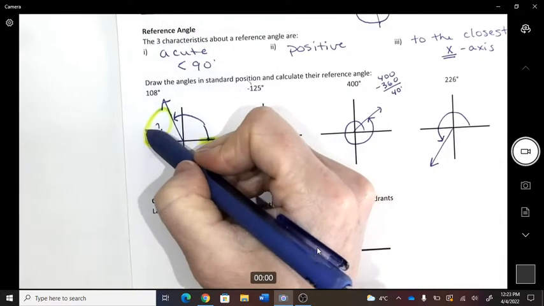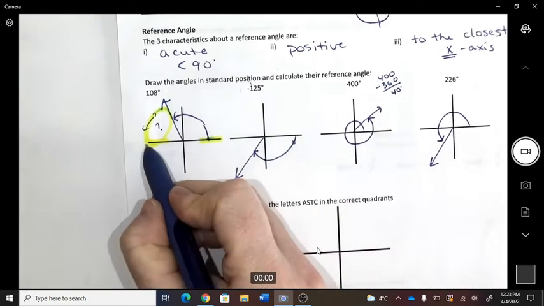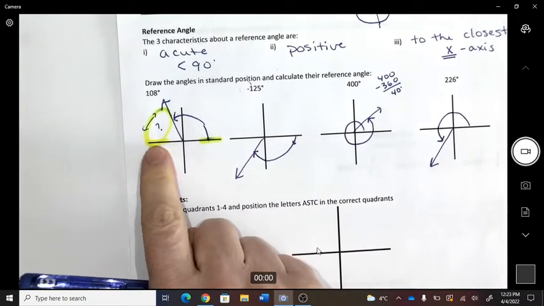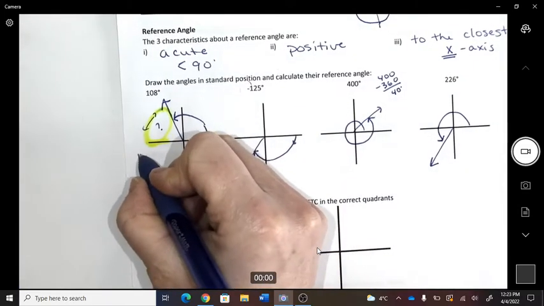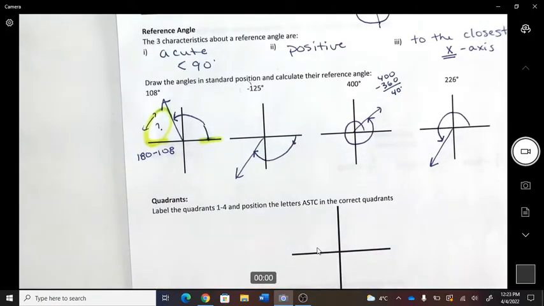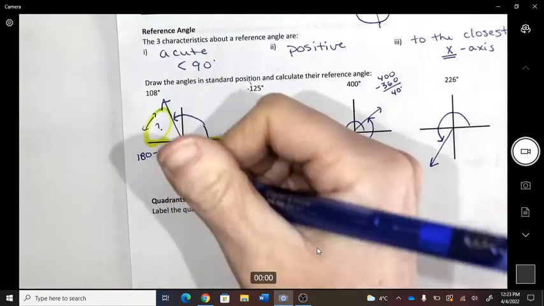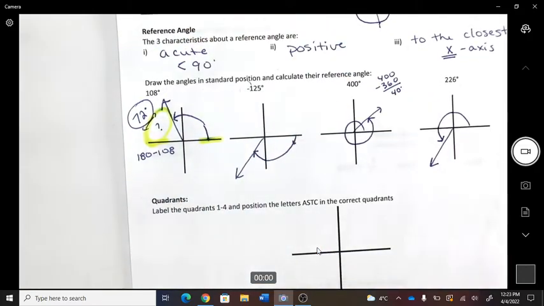What is left in this zone? Does anybody know what this number or just flat here would be? 180. So if I did 180 subtract 108, would that make sense to you? What's left in that zone? So that would be 72 degrees. Okay, it's smaller than 90 to the closest x-axis, and it's positive.